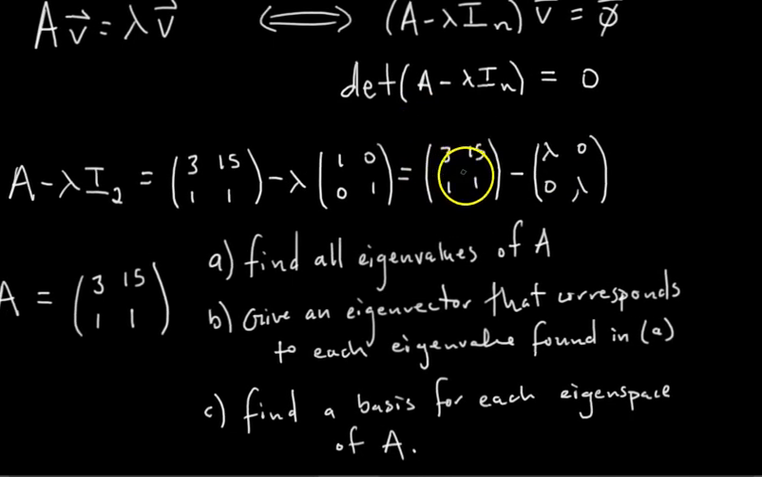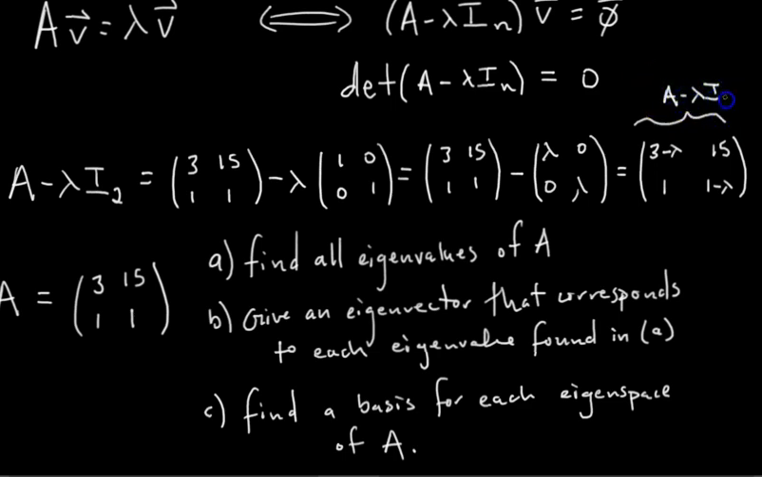And then simplifying that even more, we get that the matrix A minus lambda I_n, remember I've been talking about how that's just some other matrix, and it is, is equal to the matrix 3 minus lambda, 15, 1, and 1 minus lambda. This here is A minus lambda I_n. And as you do more of these problems, you're going to just jump straight from A to A minus lambda I_n. All you do is subtract lambda from the main diagonal. But I just wanted to show you where that comes from.